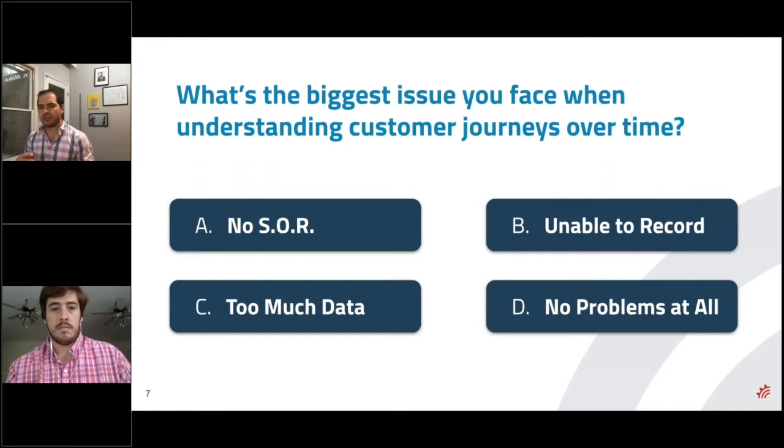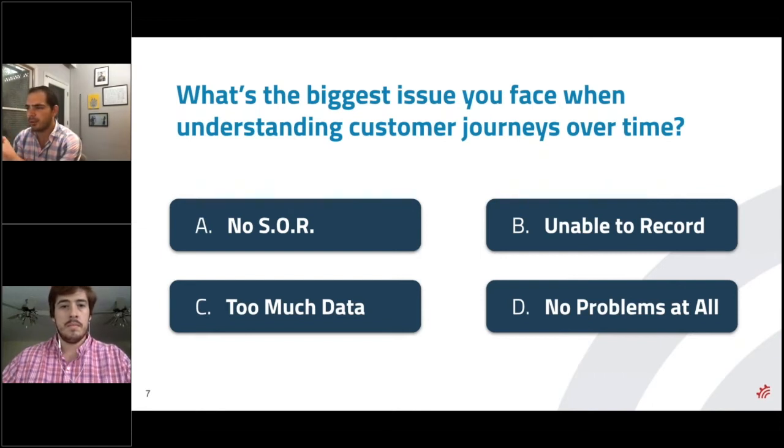Is it that there's no system of record, no single piece to really keep track of who these people are? Is it that you're unable to persist this data over time? Is it a technical problem? Is it maybe that there's too much data, or do you feel that you have this totally nailed down? Ricky, can you tell me a little bit about what you see in the market, and especially in the people that we've talked to?